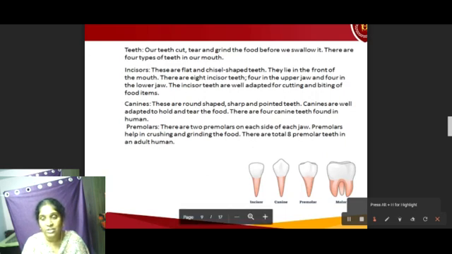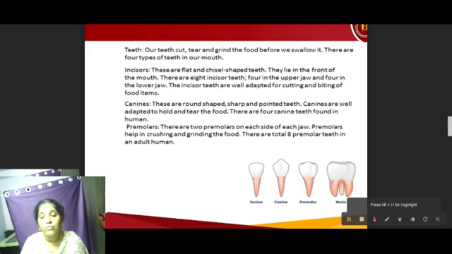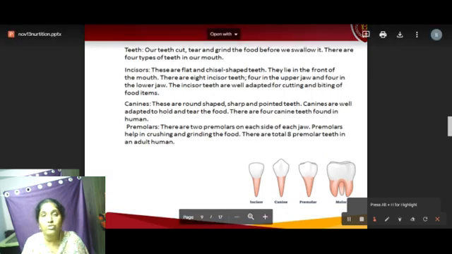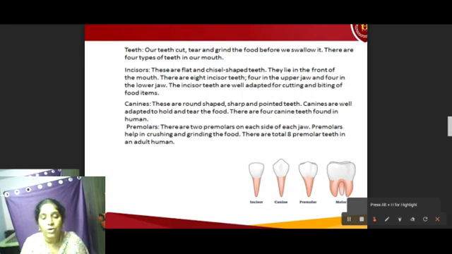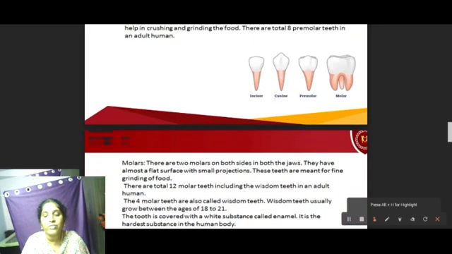Then followed by canines. You can see the canines are sharper than the incisors. They are round-shaped, sharp and pointed teeth. Canines are well adapted to hold and tear the food material. There are 4 canine teeth found in human beings, that is 2 on the upper jaw and 2 on the lower jaw. Then followed by premolars. There are 2 premolars on each side of each jaw. Premolars help in crushing and grinding the food. There are a total of 8 premolar teeth in an adult human being, 2 on this side, 2 on this side. So totally 4 on each jaw you have premolars, which help in crushing and grinding of the food.